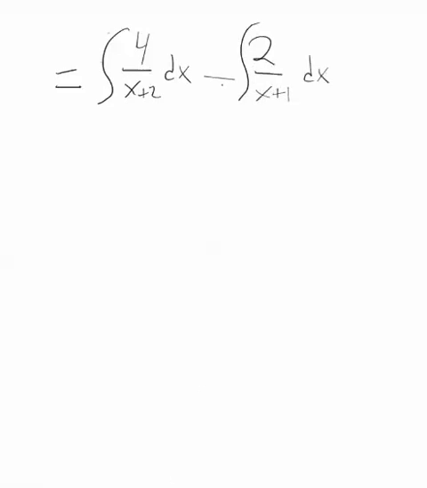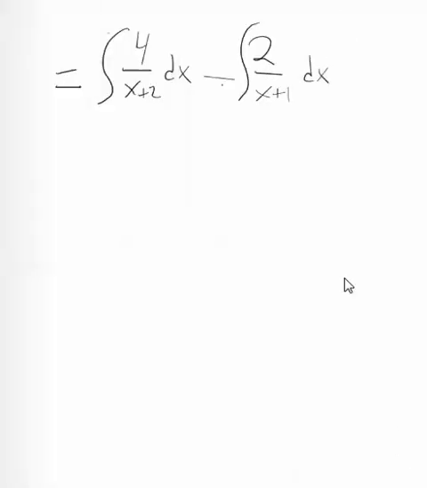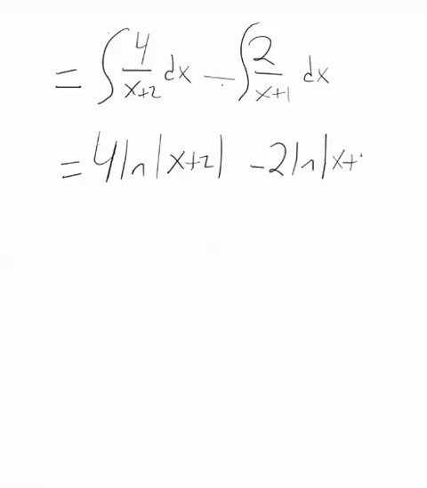So again, just a recap. We said that this integrand can be broken up into a over x plus 2 plus b over x plus 1. We just figured out what a and b are. A is 4, b is negative 2. And now I'm essentially just integrating, because this integral is the same as this integral plus that integral. And that's what ends up over here. And this we can do. This is 4 natural log absolute value x plus 2 minus 2 natural log absolute value x plus 1 plus c.